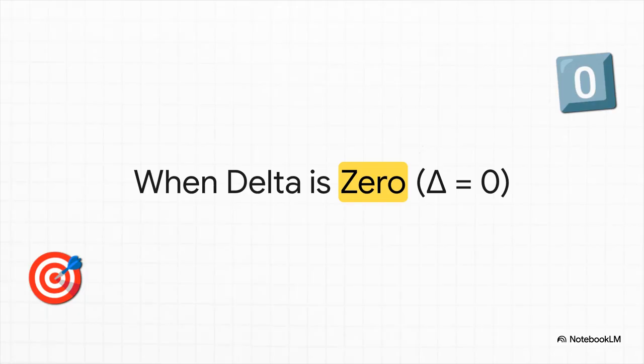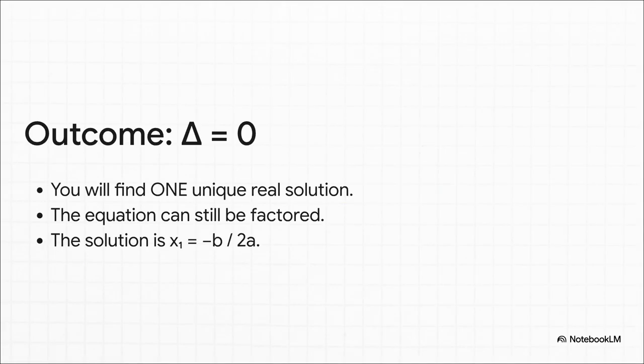Okay, so that's path 1. Pretty straightforward, right? But what about path 2? What happens when the discriminant isn't positive but lands smack dab on 0? Well, when delta is 0, things actually get easier. Instead of two solutions, there's just one. A single, unique, real solution. And look at the formula. That whole square root of delta part of the big formula just vanishes because the square root of 0 is 0. So it all boils down to this super easy calculation, just negative b divided by 2a.